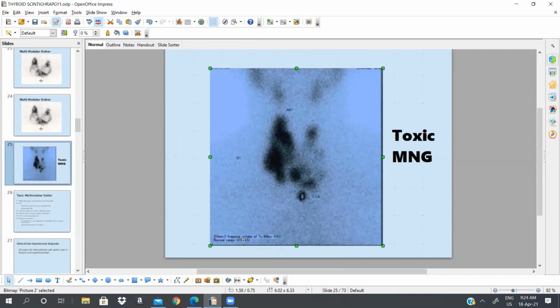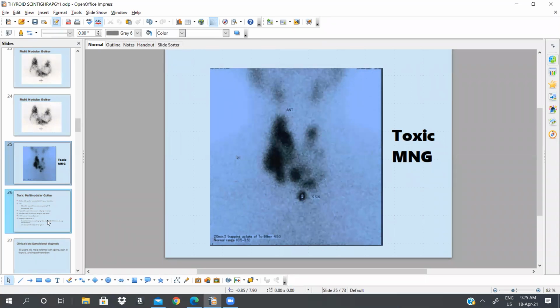And also we can make a percent uptake calculation. So in this case, the uptake is 4.5. The normal range is up to 4 or 3.75. So in this case, we have toxic multinodular goiter. You need to treat. Either you treat by giving medication, or by doing surgery, removing the majority of this toxic gland, or you can treat by using radioactive material.